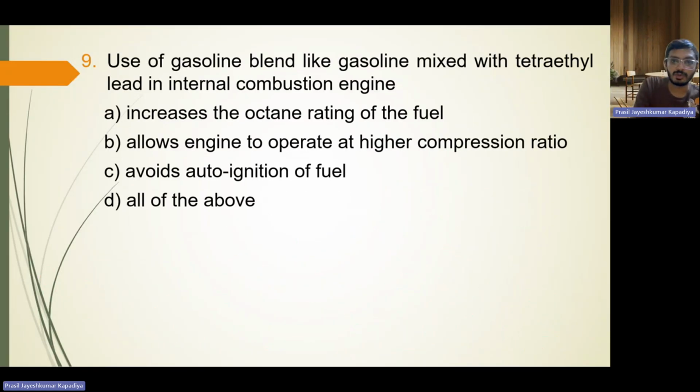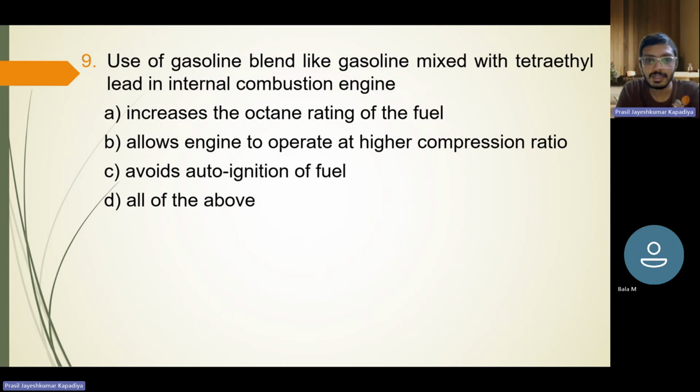So the question is about the use of gasoline blend, gasoline mixed with tetraethyl lead, in an internal combustion engine. What does it do? It increases the octane rating of the fuel. It allows the engine to operate at high compression ratio. It avoids auto ignition of fuel, and all of the above. The correct answer is all of the above. When we add tetraethyl lead, that increases the octane rating, allows the engine to operate at high compression ratio, and avoids auto ignition of fuel, which matches all of the above. So the correct answer is D.